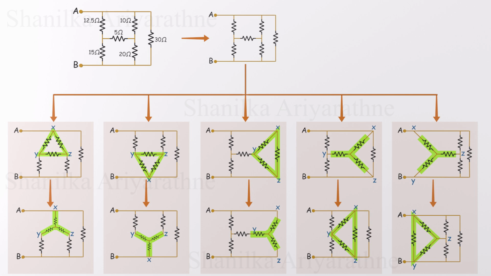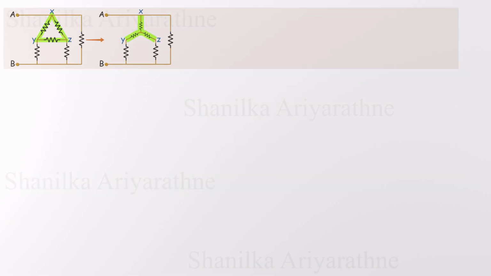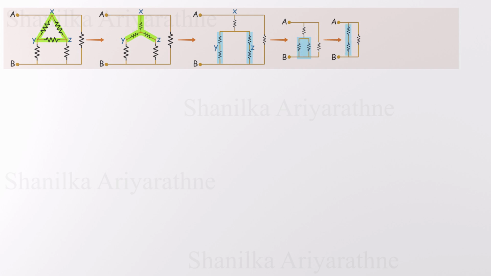Let's start by analyzing this first delta to Y transformation. I'll stretch out the branches a bit to make things clearer. Once we do that, we can spot two pairs of resistors in series, easy to combine. Simplifying those leads us to a cleaner version of the circuit, where we then find a pair of parallel resistors. Solve that, and we're left with another two series resistors. Combine those, and finally we end up with two resistors in parallel. Solve that, and boom, we have our equivalent resistance.